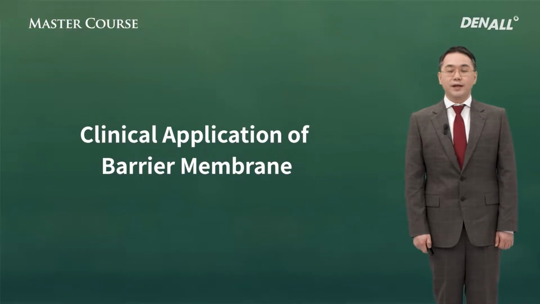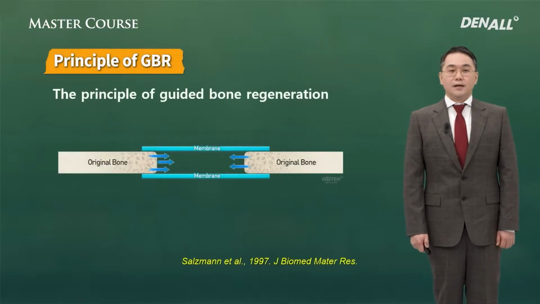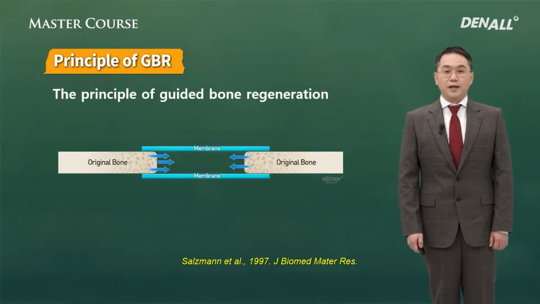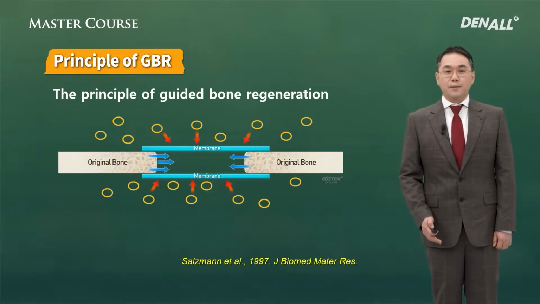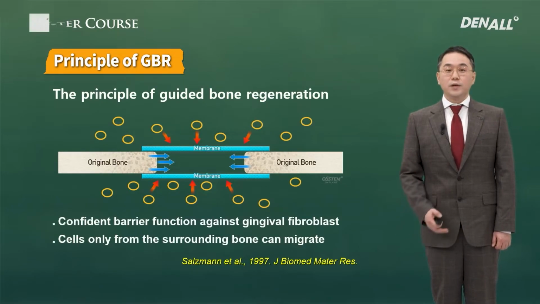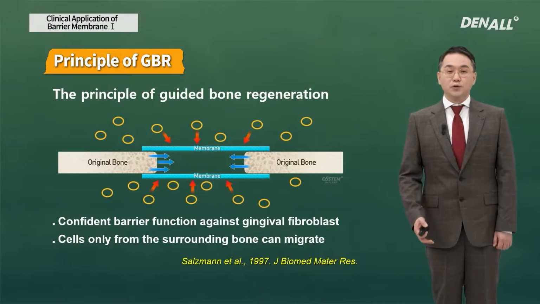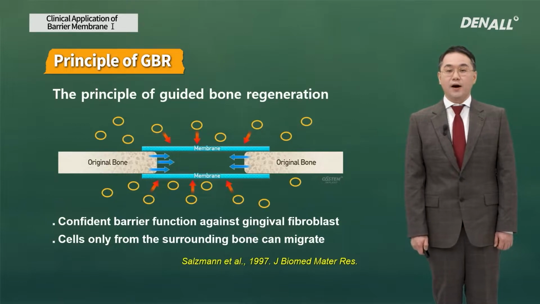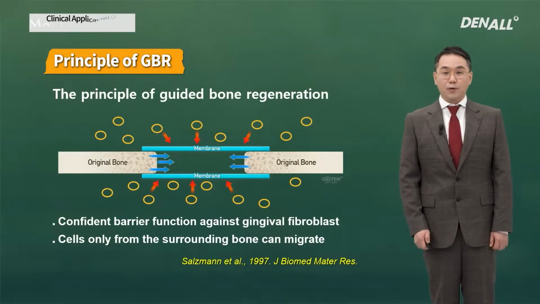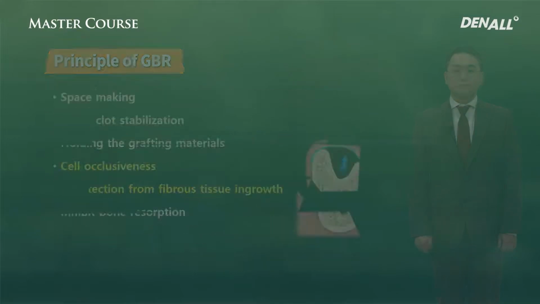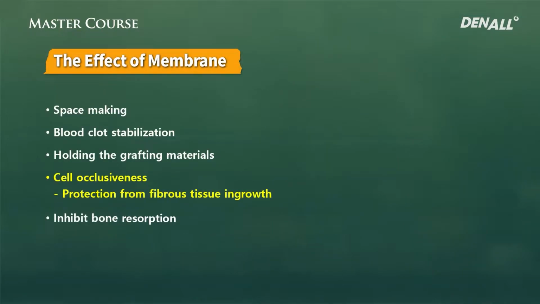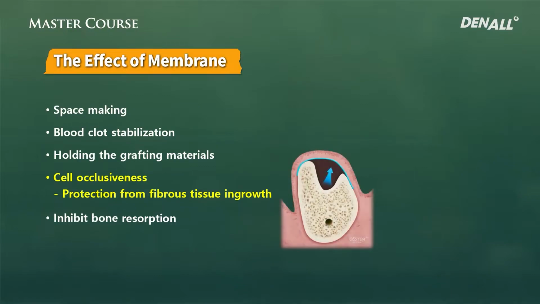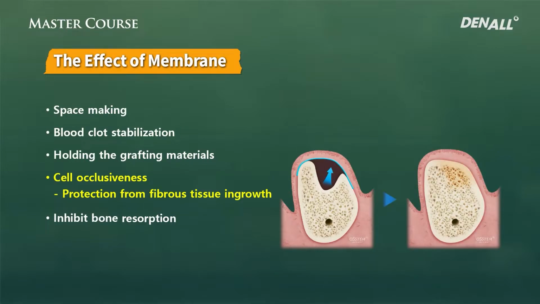First, let me talk about the selection criteria of choosing barrier membrane. A basic principle of GBR is to block the entry of soft tissue cells using barrier membrane into the bone graft. For that, barrier membrane is essential. Cell occlusiveness is the most important role to block the soft tissue cell ingrowth, so bone can be formed from the bone margin to the defect area.